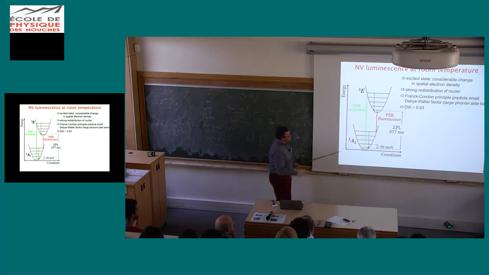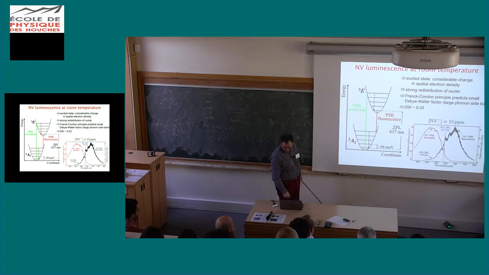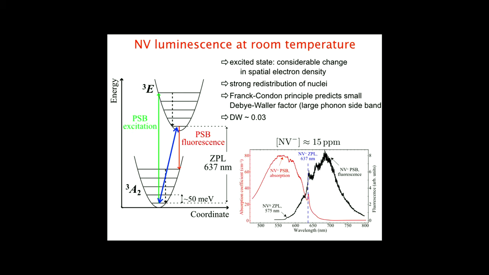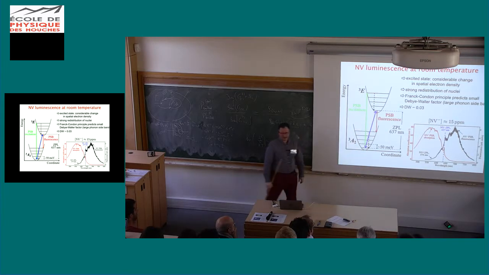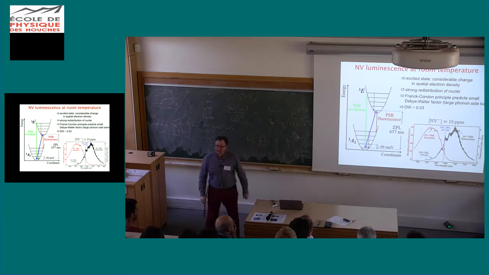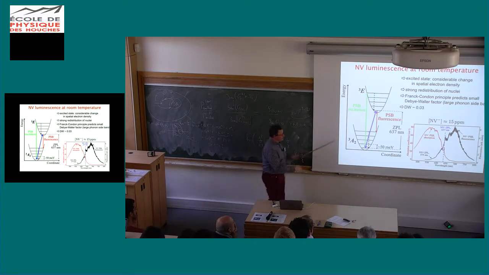And the Franck-Condon principle then predicts a direct transition not affected by phonons. So this is this transition here. I go from this ground state here to the ground state of the excited state without any emission or absorption of phonons. So this is called the zero phonon line.